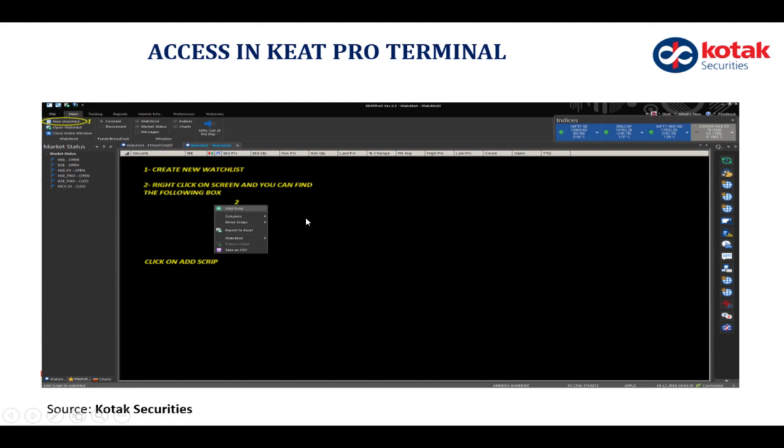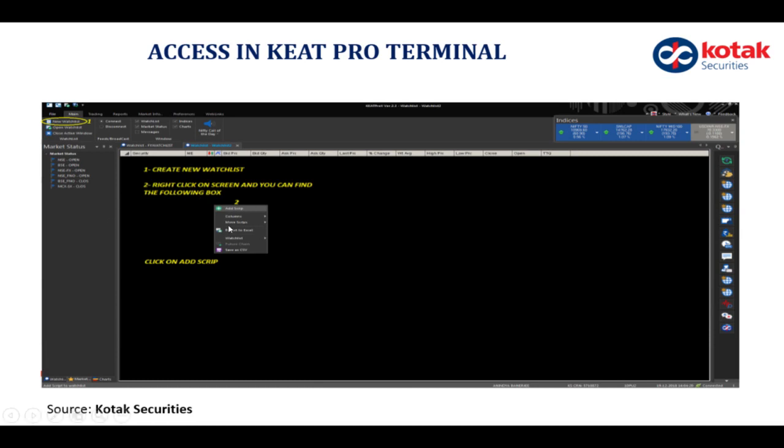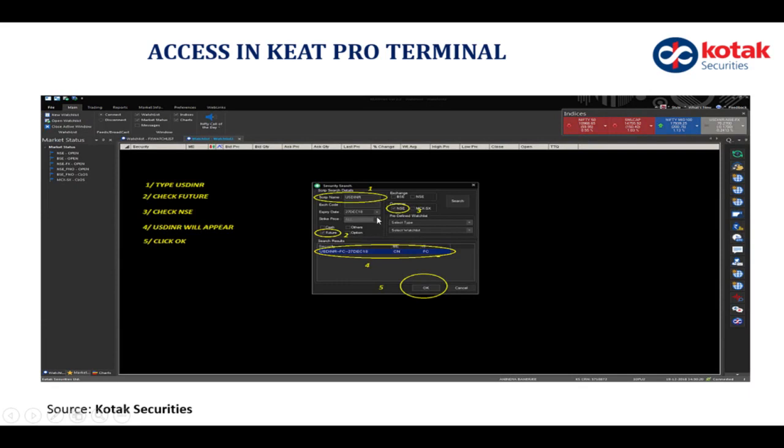Then you just go on the blank screen and do a right click. And once you do a right click, a pop-up is going to come like this. So you do an add script. Then on the add script, a pop-up box is going to open. Here you have to type the USD INR.